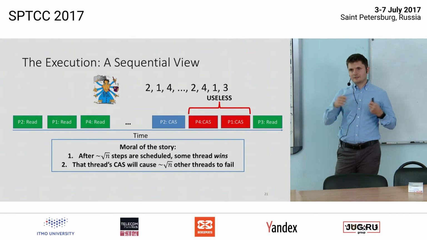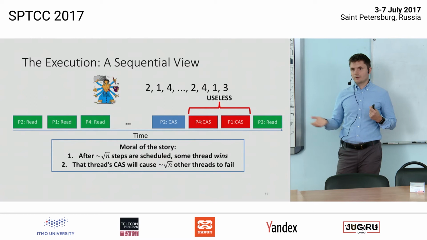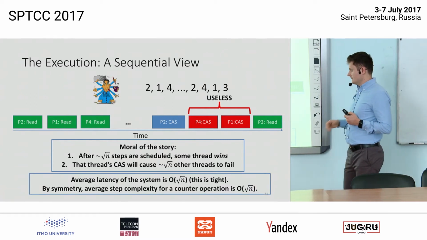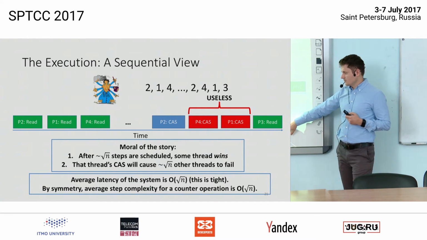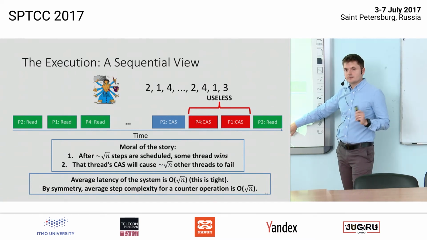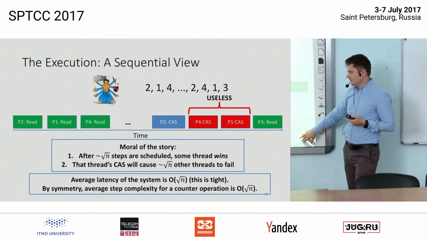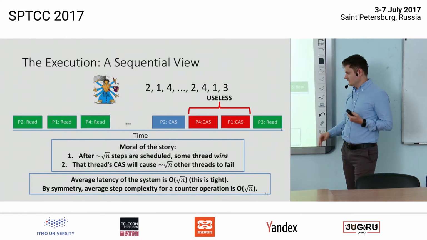So our system bound is square root of n, great. We do get something done every square root of n steps. However, we also waste square root of n steps for every win. That's pretty bad. So the average system latency of the system is order square root of n, and in fact, this is tight. It doesn't work any faster than this. And by symmetry, the average step complexity for a counter operation will be order square root of n.